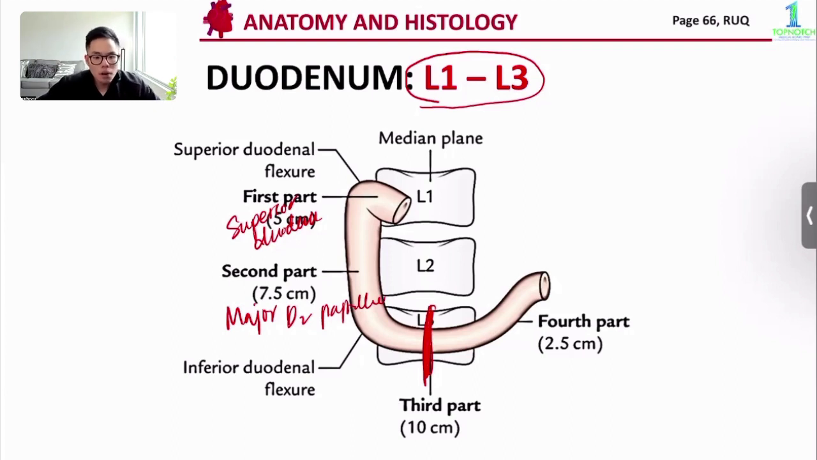Now, the fourth part of the duodenum is also where the ligament of Treitz is seen. That ligament of Treitz is an important landmark for considerations of upper GI bleeds versus lower GI bleeds. Okay.